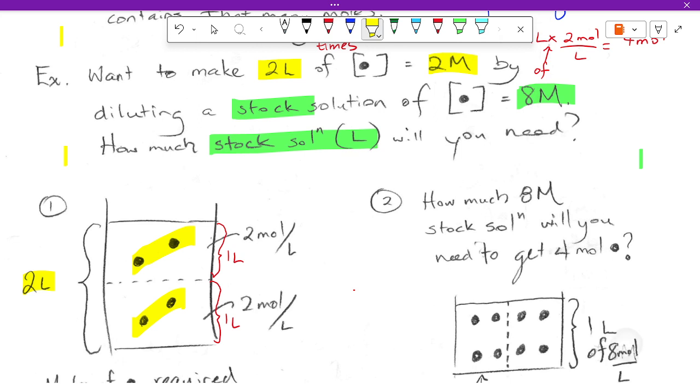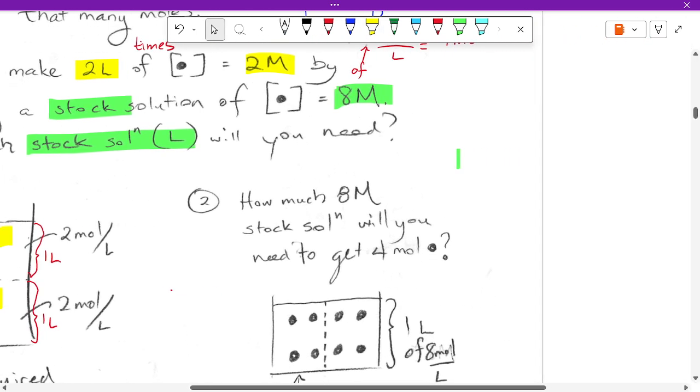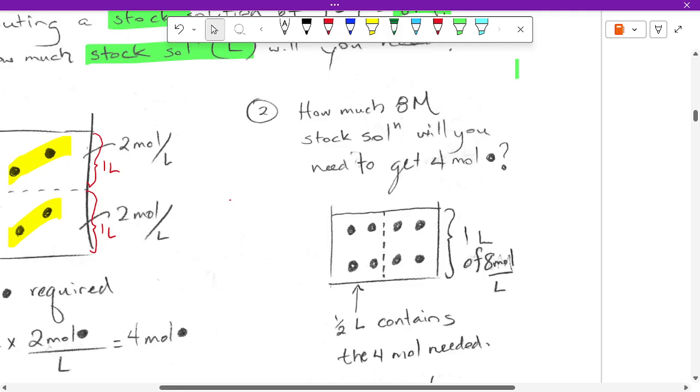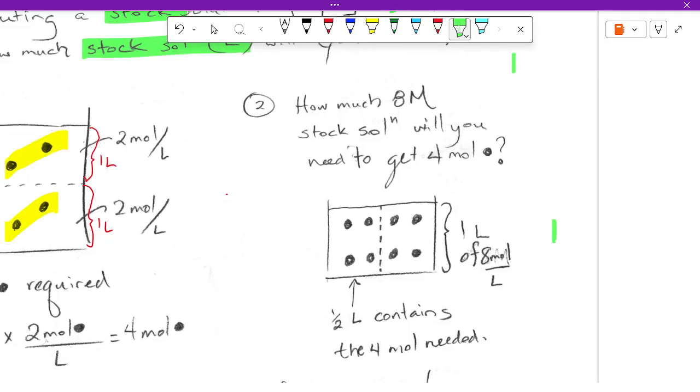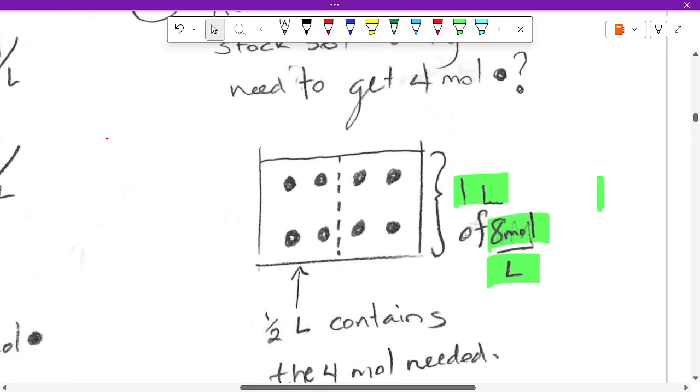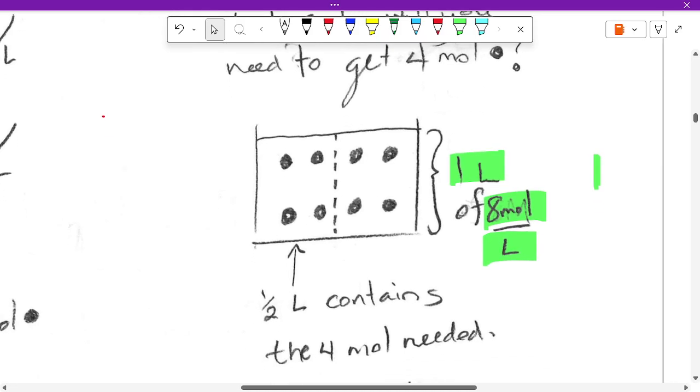Now we're going to look at our 8 molar stock solution. So this is 1 liter of the stock solution. So we've got 1 liter, it contains 8 moles. You can see them. What volume of this 8 mole per liter solution contains 4 moles? We have a half a liter contains the 4 moles that we need.